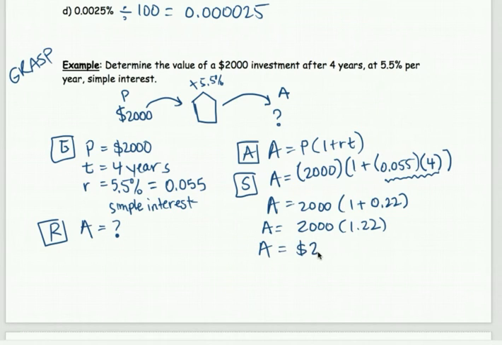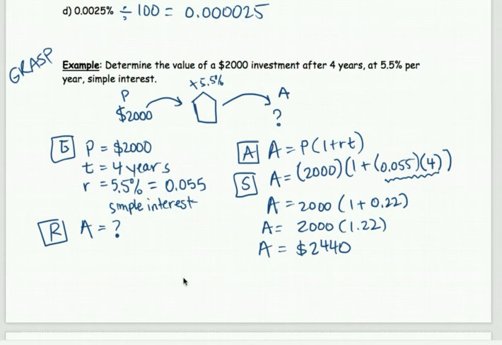Okay, so it becomes $2,440, like that. So that is now your new amount. So you put in $2,000, you left it there for 4 years. Your simple interest rate was 5.5%, so every year they were going to give you 5.5%. But you did this for 4 years, so you ended up with $2,440 when you were done. So you made an extra $440.